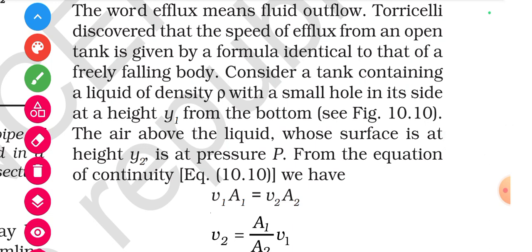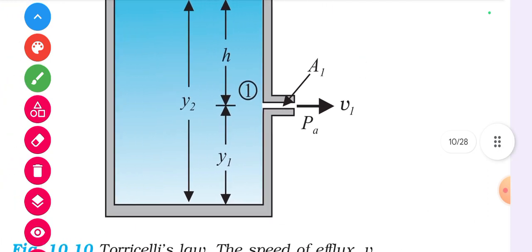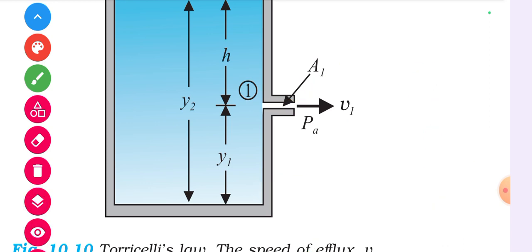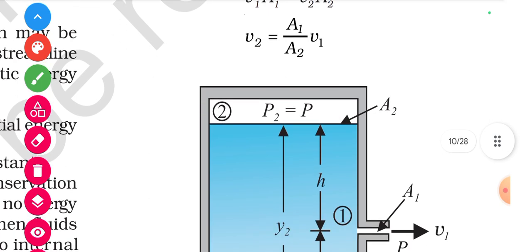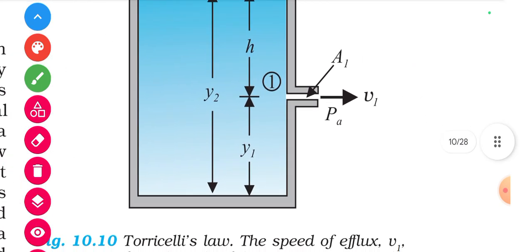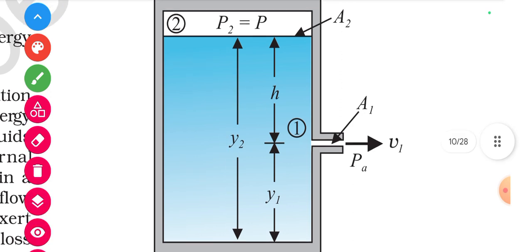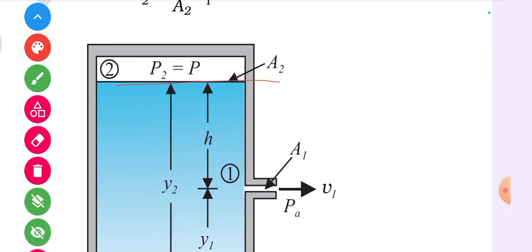Consider a tank containing a liquid of density rho with a small hole in its side at a height y1. So at y1 height there is a hole here. The area of this hole is A1, and the velocity at this region is v1. Now we'll consider the area at the topmost point, which is at height y2 from the ground. Obviously the difference between y2 and y1 is h. The pressure at this height is p, and the area here is A2.